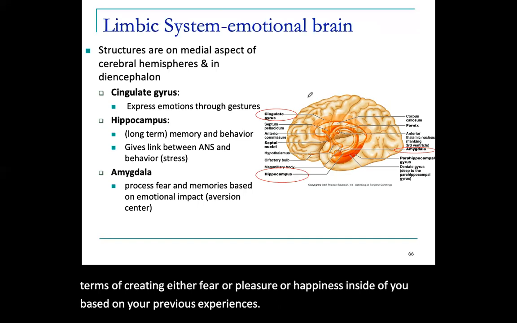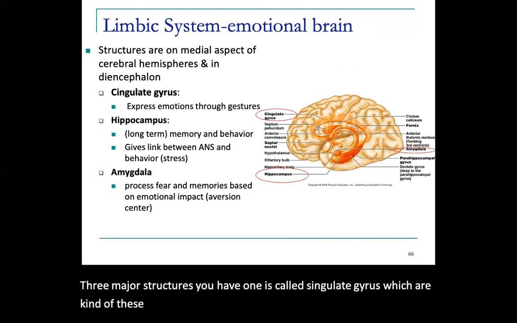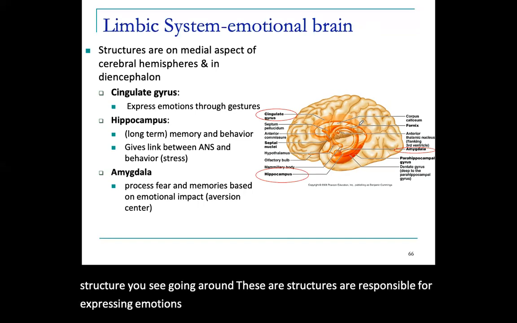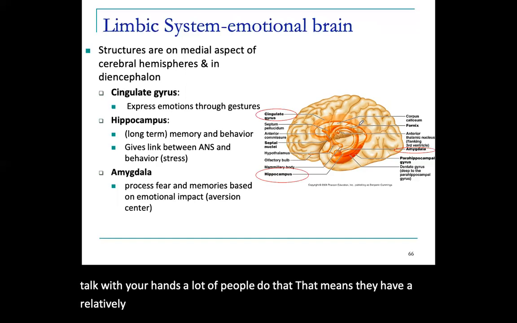Three major structures you have. One is called the cingulate gyrus, which is a longer, semi-lunar, dome-shaped structure you see going around. These structures are responsible for expressing emotions through gestures. For instance, if you talk with your hands, as a lot of people do, that means they have a relatively highly active cingulate gyrus.